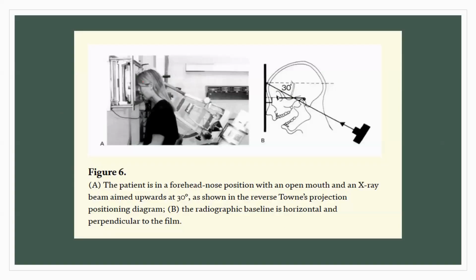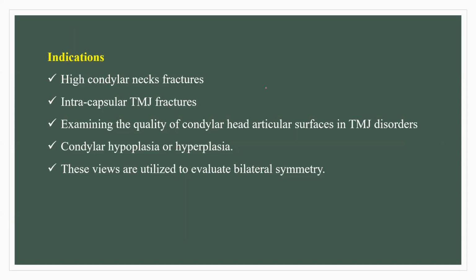This is how the patient will be positioned. The patient's forehead should be touching the receptor and the central ray enters at an angulation of 30 degrees. The patient is in a forehead-nose position with the mouth open. That is another point to remember. The mouth is open and the beam is aimed upwards at 30 degrees, as shown in the reverse Towns projection. The radiographic baseline is horizontal and perpendicular to the film. You can see this is your film, this is your central ray, and the patient is positioned so that the forehead is touching the film.